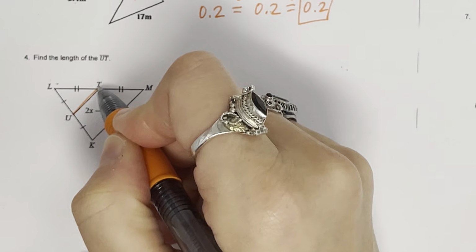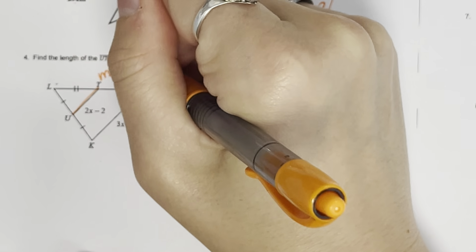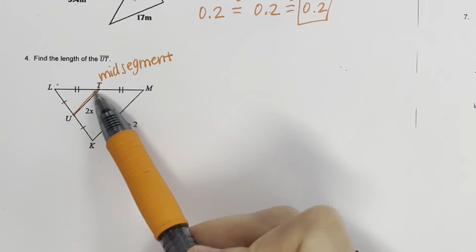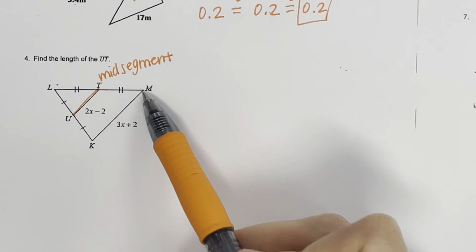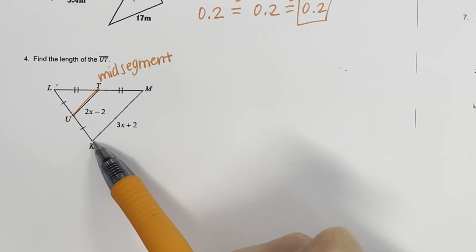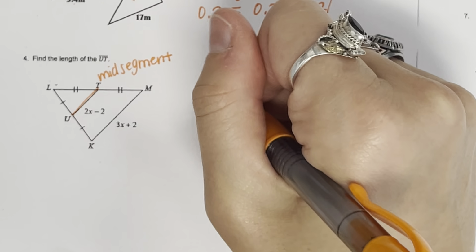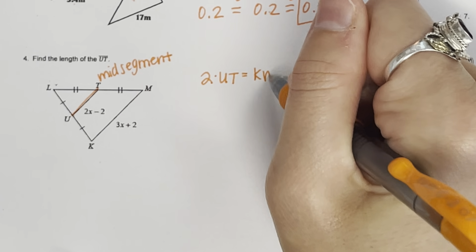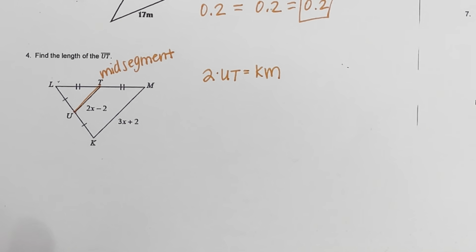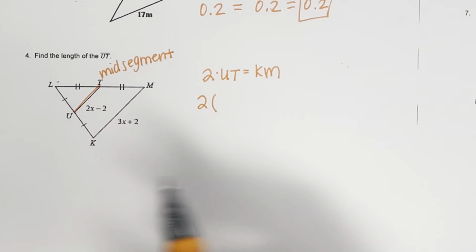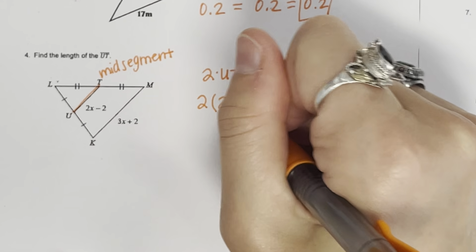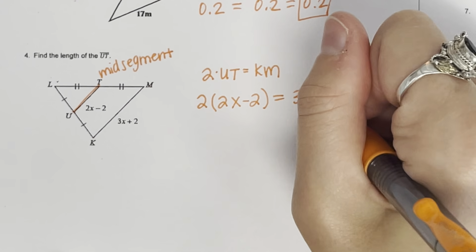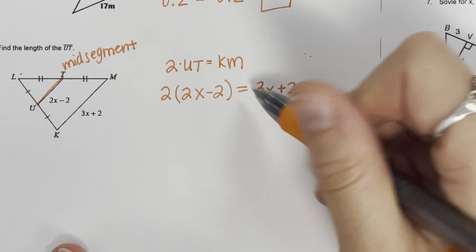So this piece UT right here is the mid segment. So I know that if I double the mid segment of this smaller triangle here, I should get this length over here in a corresponding position, which is KM. So if I double UT, I should get KM. So I'm just gonna plug in the equation and do a little bit of algebra. So 2 times side length UT, and I'm doing the entire equation, which is 2x minus 2, equals this last side length over here, KM, 3x plus 2. And so then it's just some algebra.